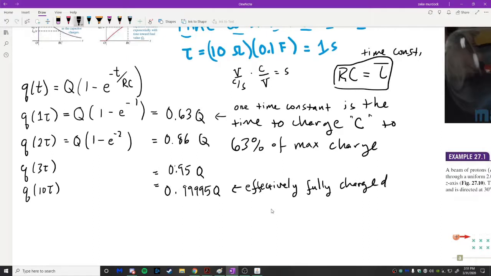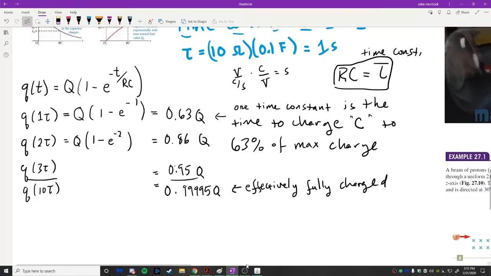Now, I'm not saying there's something special about 10 tau, but you should pretty quickly get the idea if you look at this line right here, that even after 3 time constants, it's already at full charge, basically, right? It's basically already fully charged up at that point, right? 95%, it's pretty much fully charged, right?